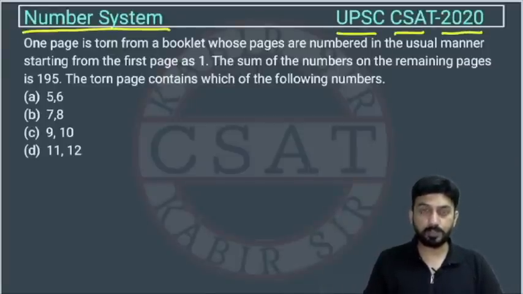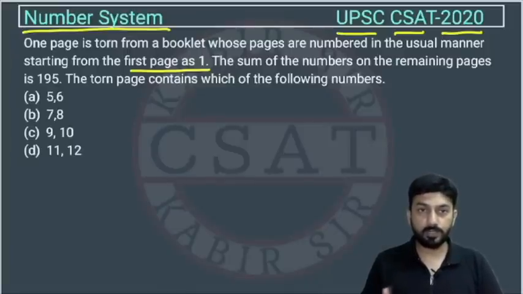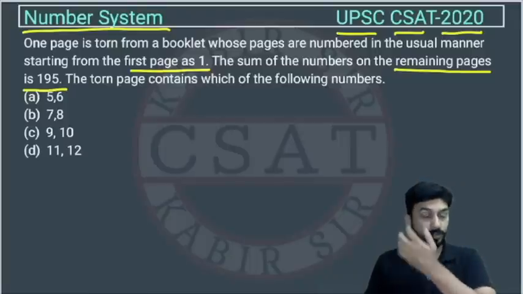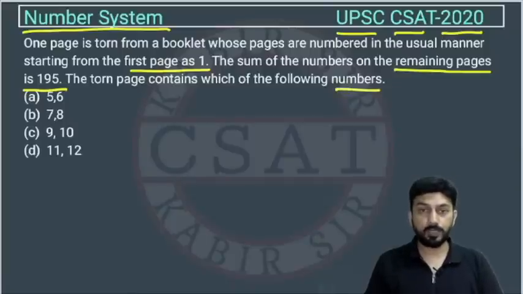So this is a good question. One page is torn from a booklet whose pages are numbered in the usual manner starting from the first page as 1, right? So there is a book, okay, one page of it is torn, right? And the page numbering in the book starts from 1. The sum of the numbers on the remaining pages is 195, right? So the sum of the book's pages, what we are getting is 195. So now what we have to find out is which one of the following numbers the torn page contains. So which numbers are printed on the torn page, right?